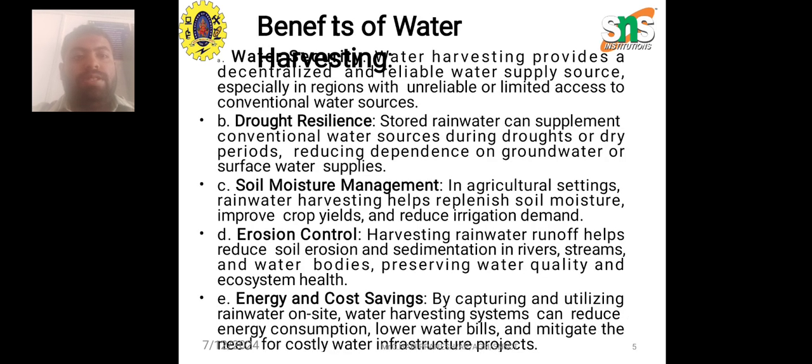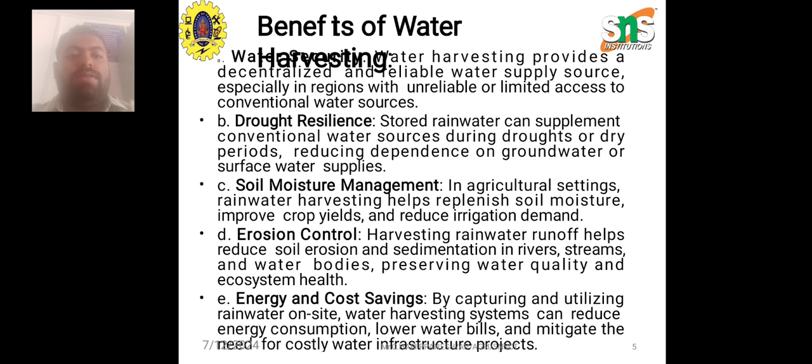Benefits of water harvesting. It provides a decentralized and reliable water supply source, especially in regions with unreliable or limited access to conventional water sources. Drought resilience: it can supplement conventional water sources during droughts or dry periods, reducing dependence on groundwater or surface water supplies. In agricultural settings, rainwater harvesting helps in replenishing soil moisture, improving crop yields, and reducing irrigation demand.